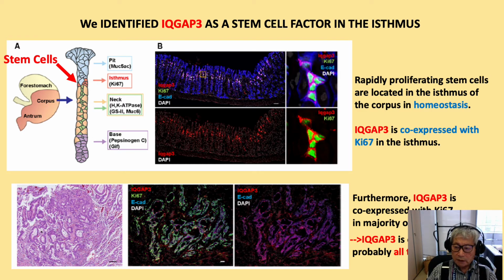Rapidly proliferating stem cells are located in the isthmus of the corpus in homeostasis. Iqgap3 is co-expressed with Ki67 in the isthmus. Furthermore, Iqgap3 is co-expressed with Ki67 in the majority of gastric cancer cells. But not only that, according to publicly available databases, Iqgap3 is expressed in probably all types of cancer.